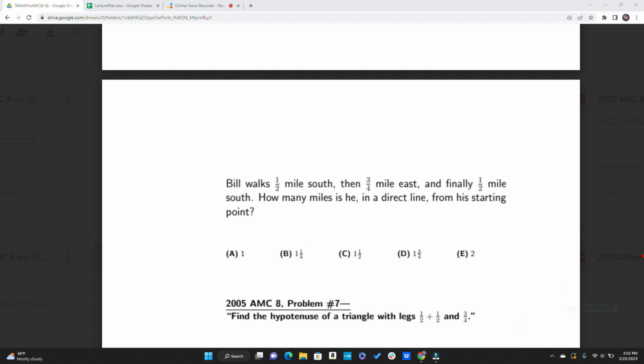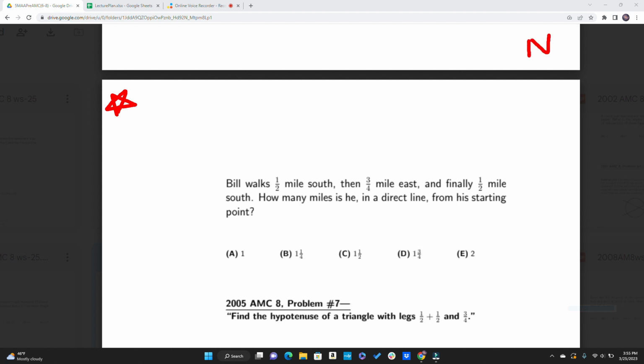Bill walks half a mile south, then three-fourths of a mile east, and finally half a mile south. How many miles is he in a direct line from his starting point? So let's draw that out, because that's kind of a lot. So we'll make this star his starting point. And now we know he goes half a mile south. Okay, this is where it's helpful to know directions. Right, I'm going to draw a little compass in the corner.